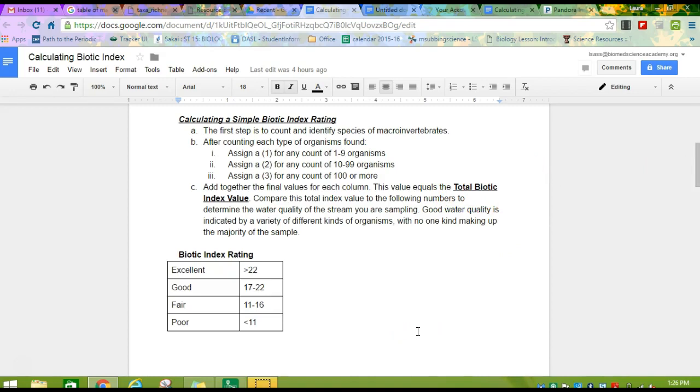So that just tells us how many were we able to find, how many different species were we able to find. In this case, it tells us good water quality is indicated by a variety of different kinds of organisms, with no one kind making up the majority of the sample. So we're looking at the more diversity we have, the better health we can say we have within that river. So I'll walk through an example to show how we get these scores, so that we relate these different ratings to our river.